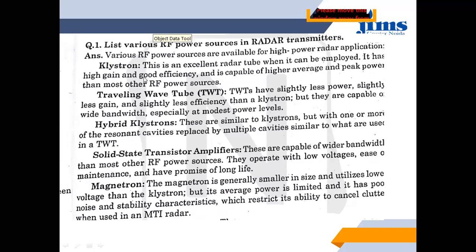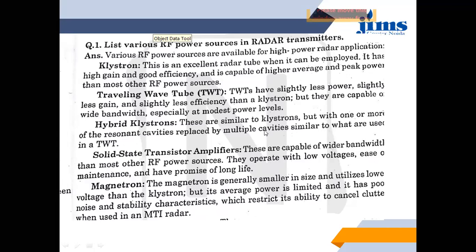The very first source, about which you must have studied in your microwave subject, is the Klystron tube. The Klystron tube is an excellent radar tube. It is the most widely and popularly used tube because it offers high gain, high efficiency, and is capable of higher average and peak power. It has high average power, high peak power, high gain, high efficiency, in comparison to other RF power sources. How can you say that? It is because if we compare these parameters with the other RF power sources, this gives the best parameters. Is this clear to everyone?